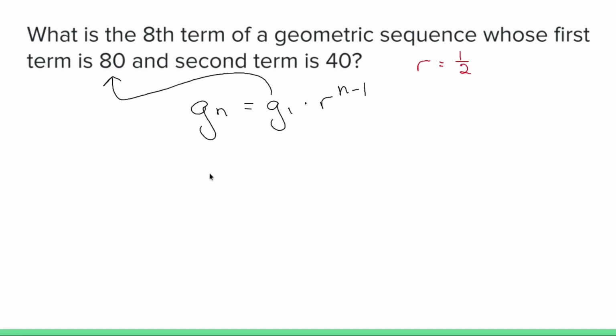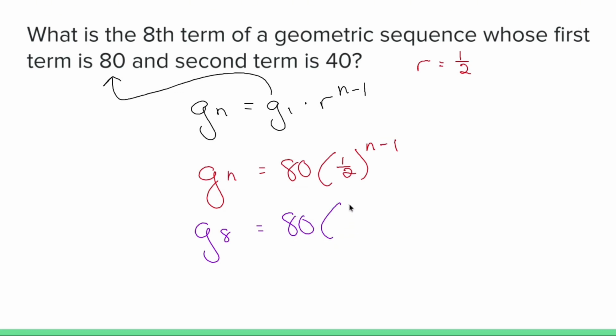So we now have a formula. G sub n equals 80 times the quantity 1/2 to the n minus 1. Now I want the eighth term, so I'm going to replace every n here with 8, and that'll get me my answer. G sub 8 is going to equal 80 times 1 over 2 to the 8 minus 1 power. So that's 80 times 1/2 to the 7th power. That is going to be 80 times 1 over 128.